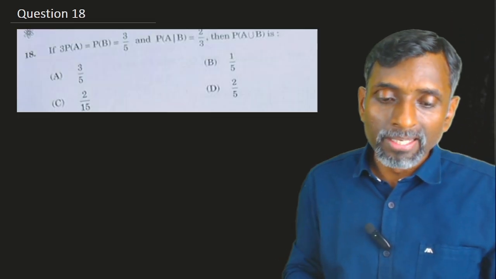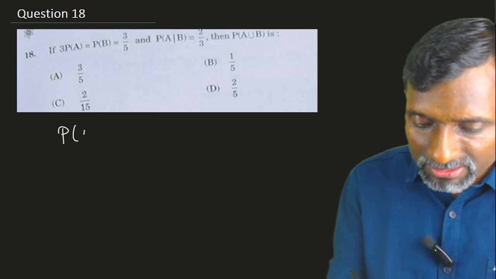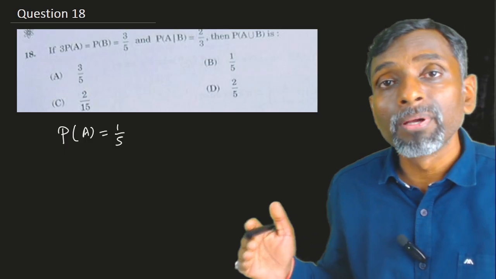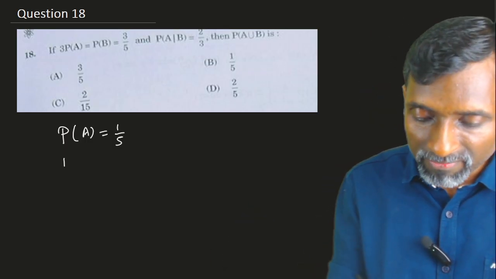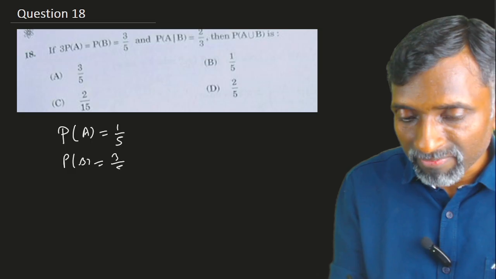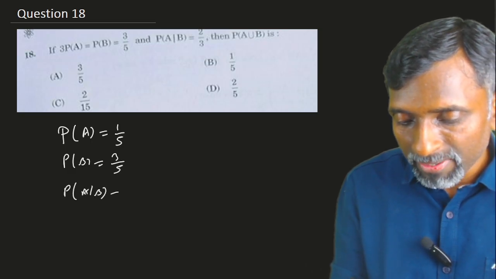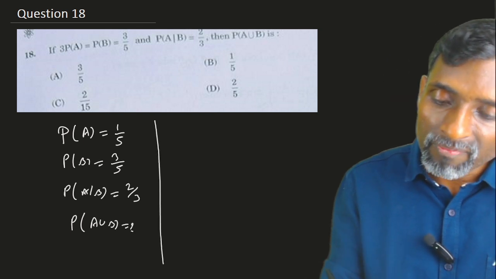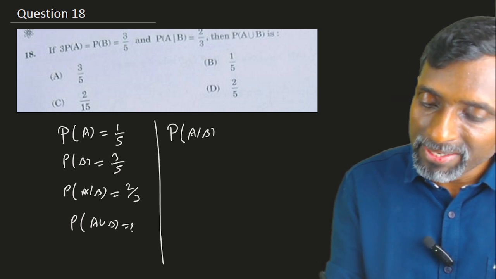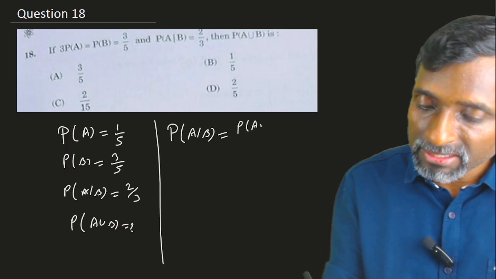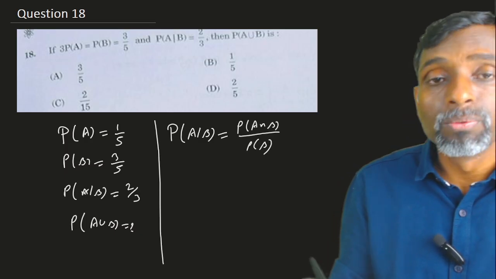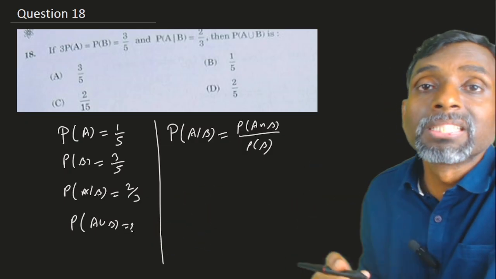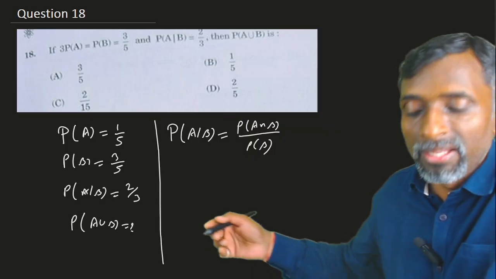Okay. See question 18. It is a probability question. If we see the equation, we can say probability of A is 1 by 5 because 3 probability of A is equal to 3 by 5. So probability of A is 1 by 5. Probability of B can be written as 3 by 5 and probability of A given B can be written as 2 by 3. We have to find the probability of A union B. You know the formula of conditional probability. Probability of A given B can be written as probability of A intersection B divided by probability of B. We can use the formula of conditional probability because probability of A given B is given, to get the value of A intersection B, and then we can put here to find A union B.